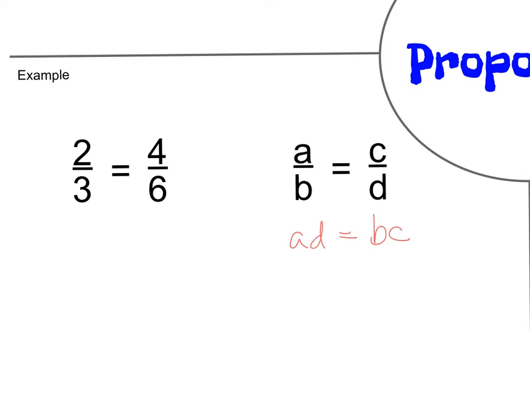Looking at that just numerically, though, let's look at this example. 2 times 6 will give you 12, and 3 times 4 will give you 12. That means these two ratios are in proportion because when you use the cross product property, the two ratios cross-multiplying equal one another.